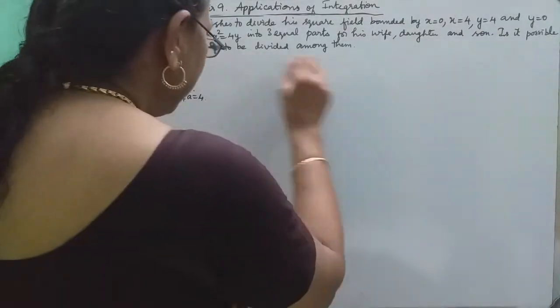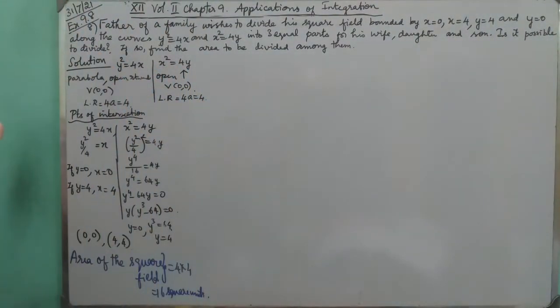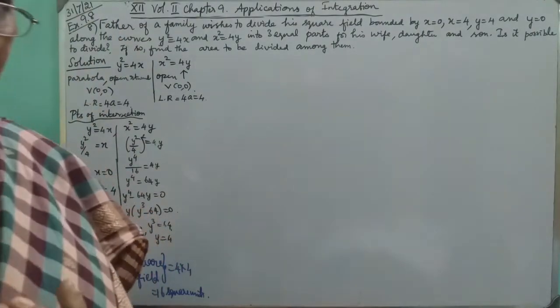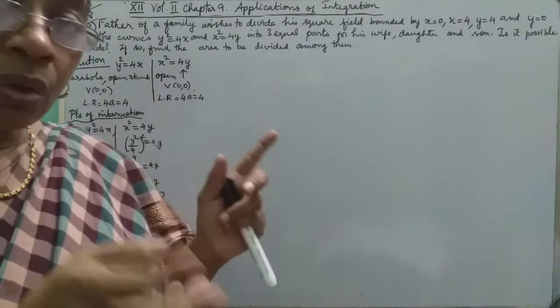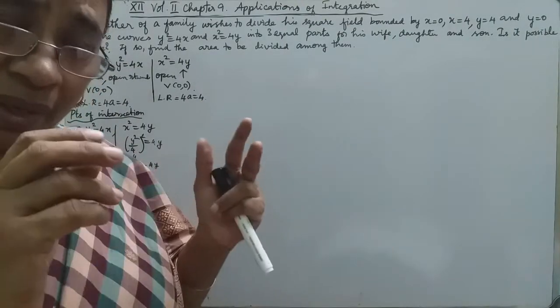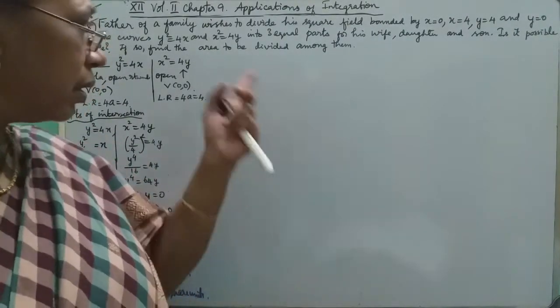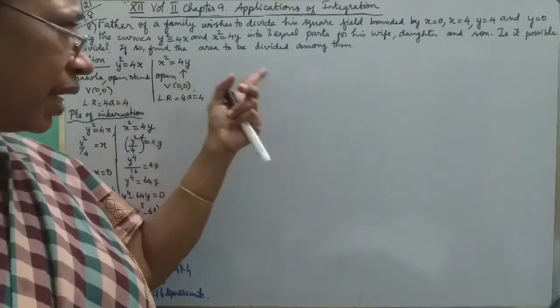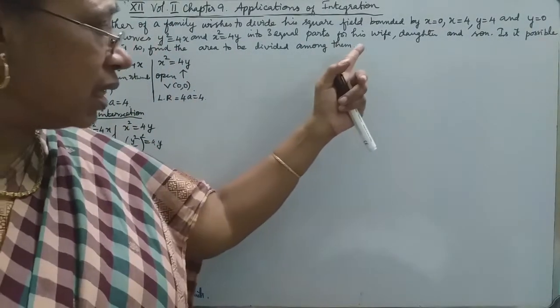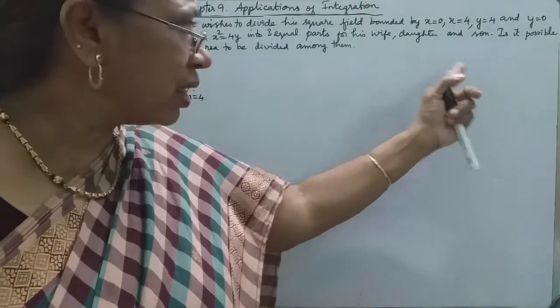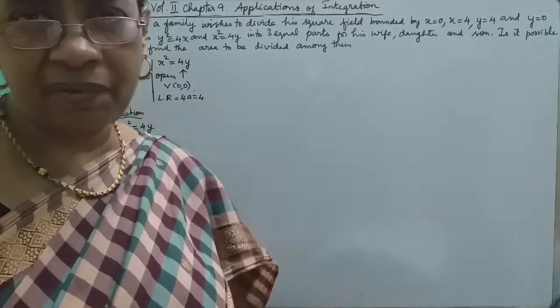Actually, what do you mean by this? Find the area to be divided among them means the whole area. It's a square field, and the whole area is to be divided into 3. So the question should be like this: how much area is given to each of these persons? It is one for wife, one for daughter and one for son.